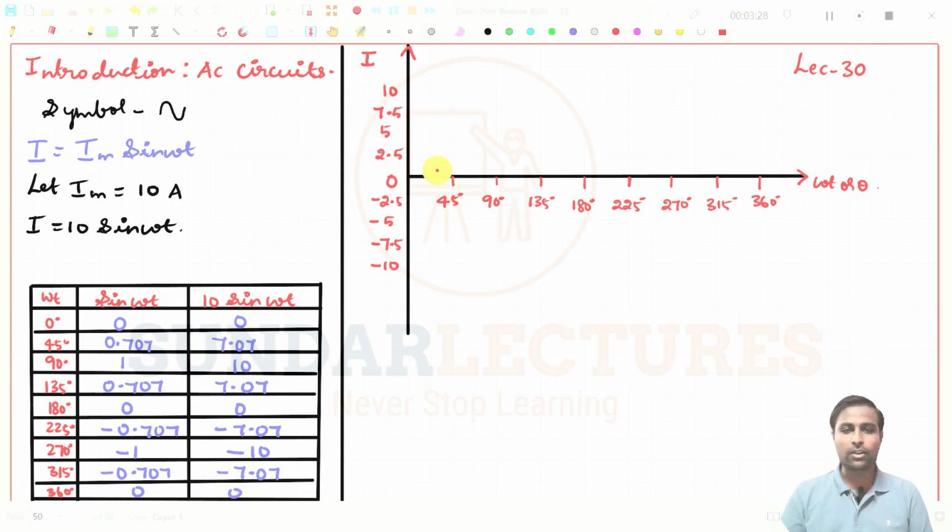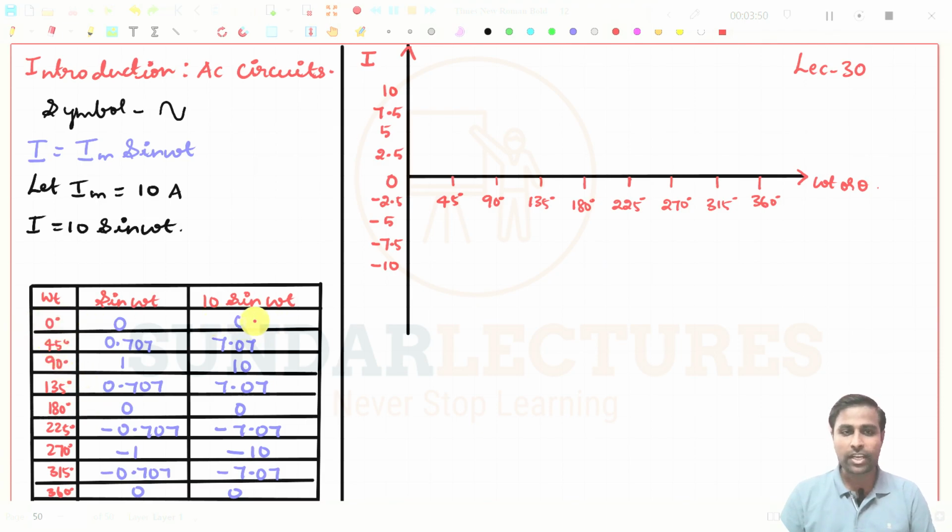Now we try to substitute all the values in the graph. In the graph, I have taken 45 degree split ups on the x-axis, that is omega t or theta, and on the y-axis I have taken current, and the maximum current we are getting is 10. So I have taken it up to 10 with split ups of 2.5. So we try to substitute the values now.